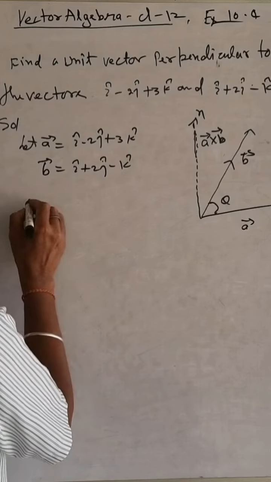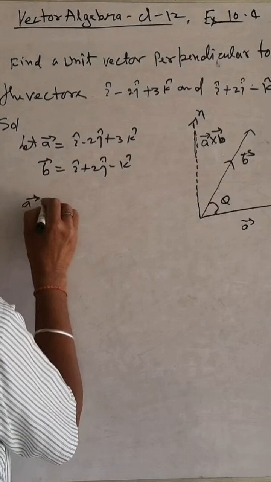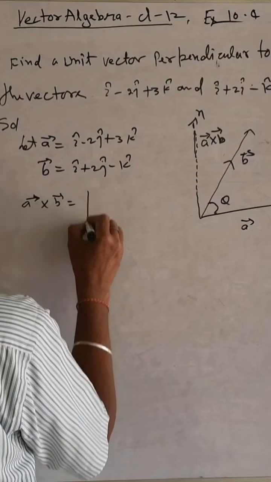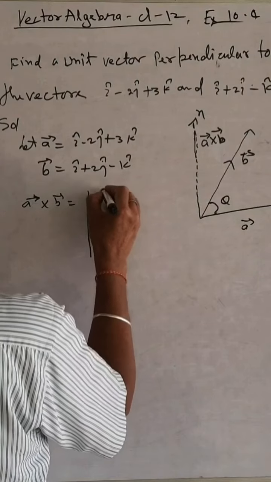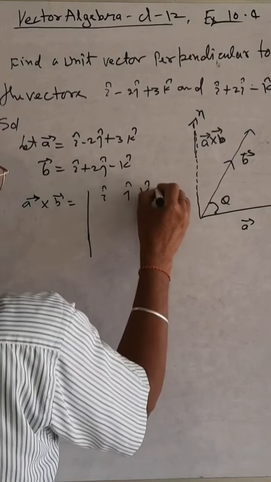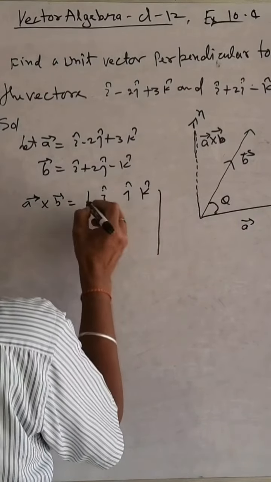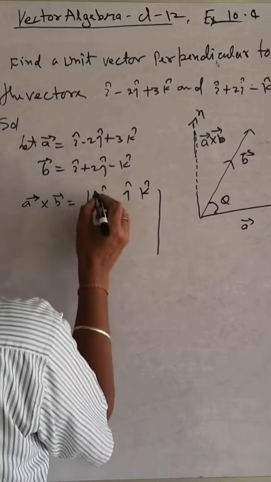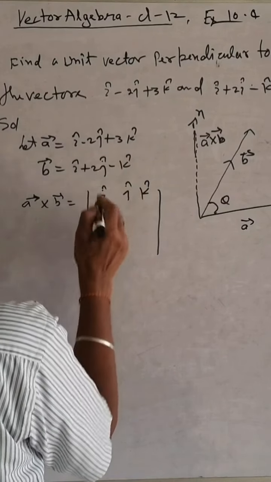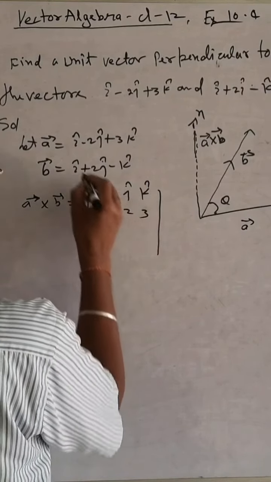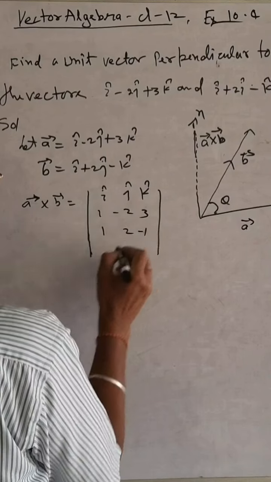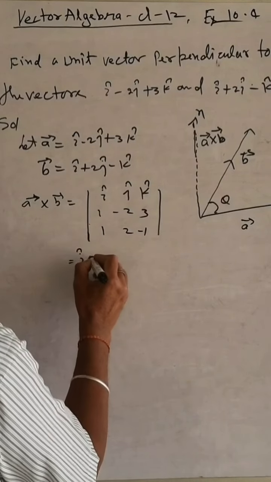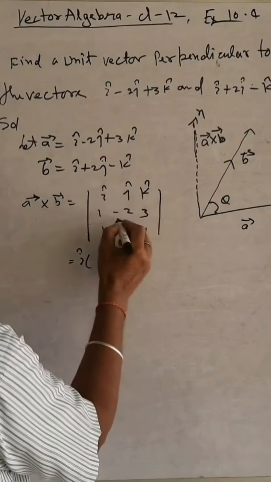First of all, you find out A cross B. A cross B vector will be equal to, you have to find A cross B by using the determinant which you have studied in the first book. The coefficients are 1, minus 2, 3 and 1, 2, minus 1.